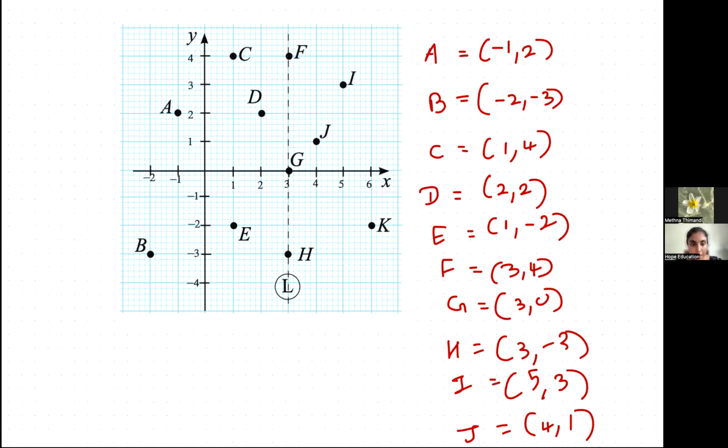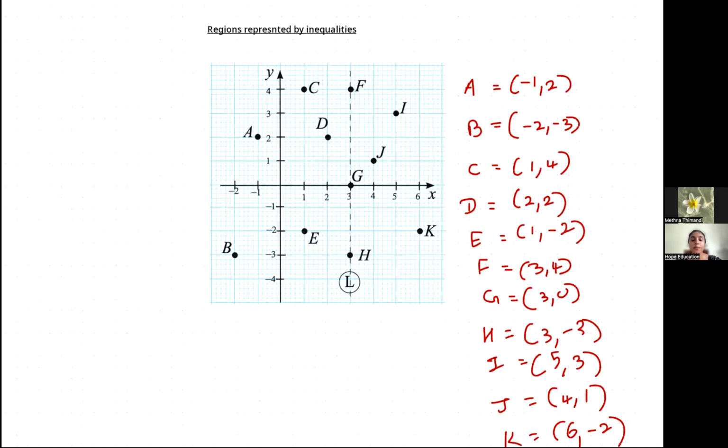For an example, don't write this. Let's discuss first. If I say which points belong to y is greater than 2, don't write it on this Cartesian plane. We need to look at the points that belong to y is greater than 2.